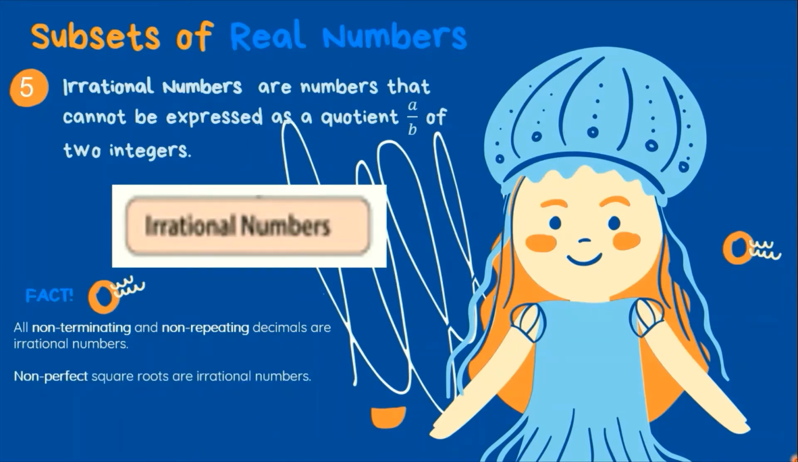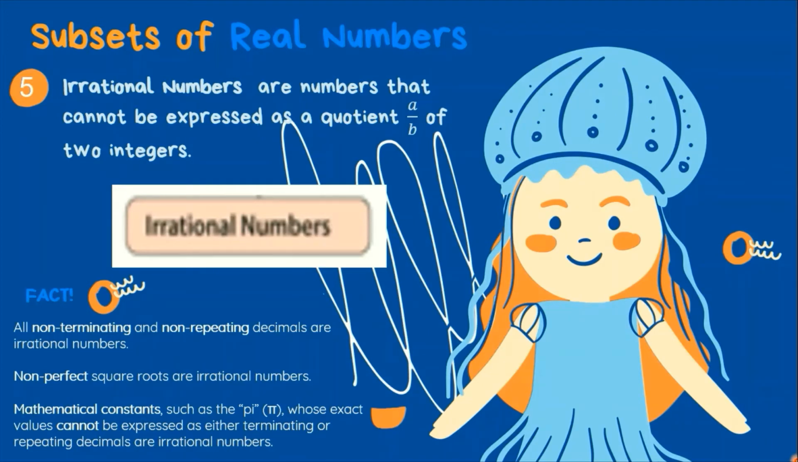Non-perfect square roots are also irrational numbers. Kung ang isang square root ay walang exact value, kapag ating kinuha yung value niya ay non-terminating and non-repeating decimal, this is a non-perfect square root. At hindi siya rational. They are irrational numbers. Example nito ay square root of 17.